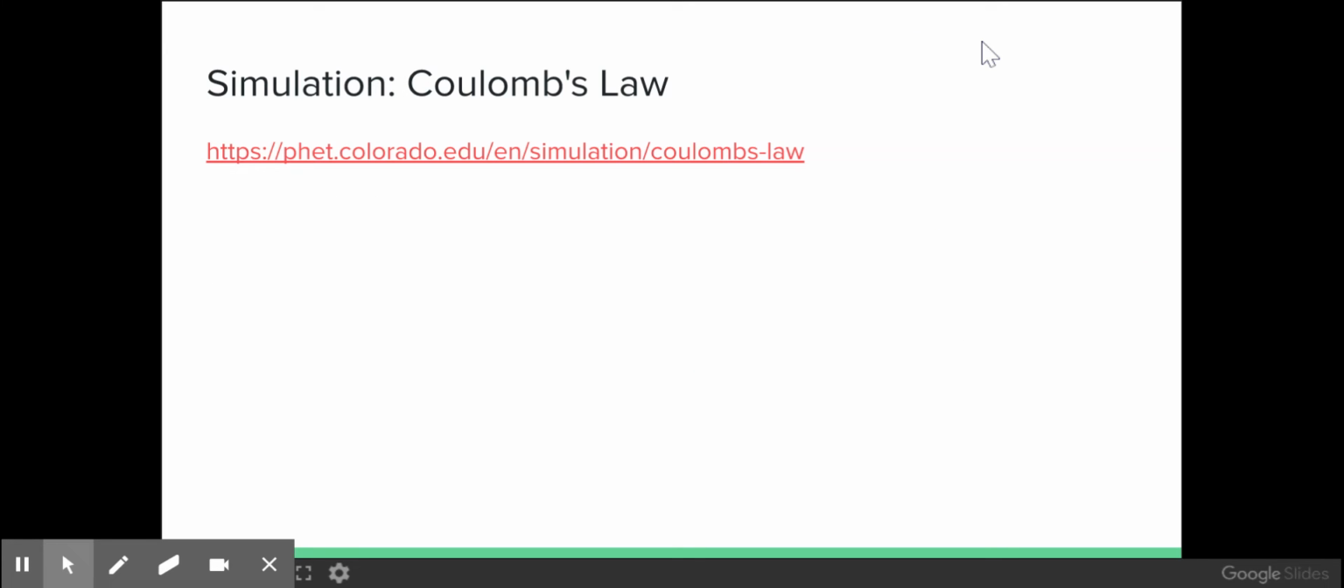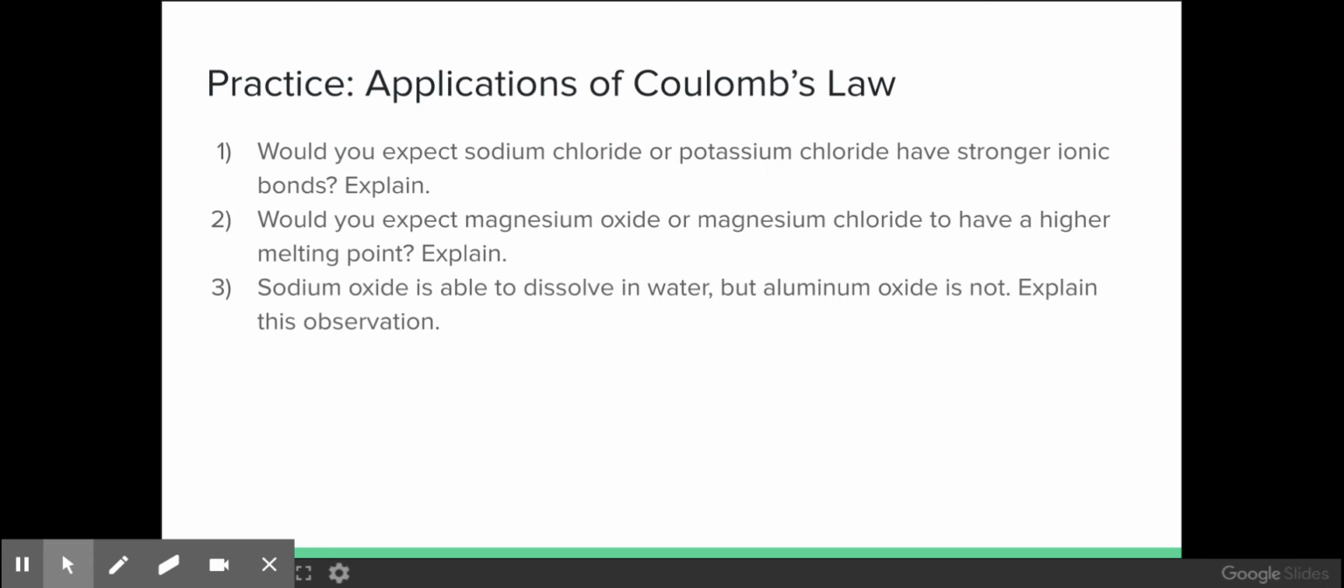There's also a simulation that I'm going to post on Canvas for you to use in order to evaluate Coulomb's law and see how the forces of attraction of two charged particles differ with charge and size. Let's go through some practice problems, and I'd like you to look at these situations and be able to apply Coulomb's law to explain your observations. So pause the video and see if you can go through these problems.